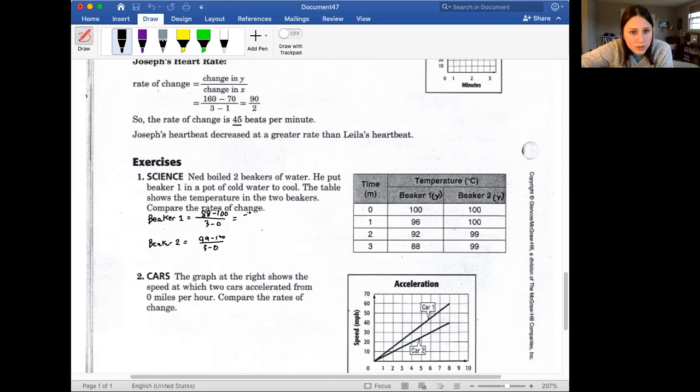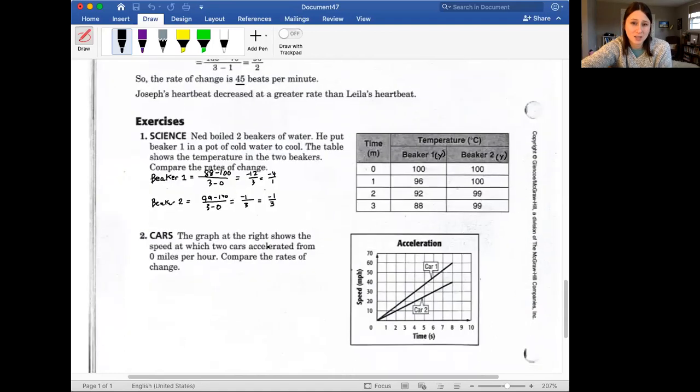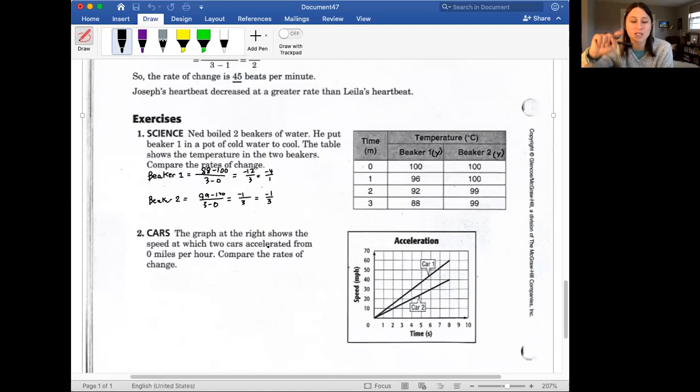Negative 12 over 3. So that's negative 4 over 1. The temperature is going down 4 degrees per 1 minute. For this, you have 1 change, negative 1 over 3. And so the temperature is going down 1 degree per 3 minutes. So it looks like beaker 1 is cooling down faster, and I would describe it as cooling down 4 degrees per minute, and beaker 2 is cooling down slower, at 1 degree per 3 minutes.